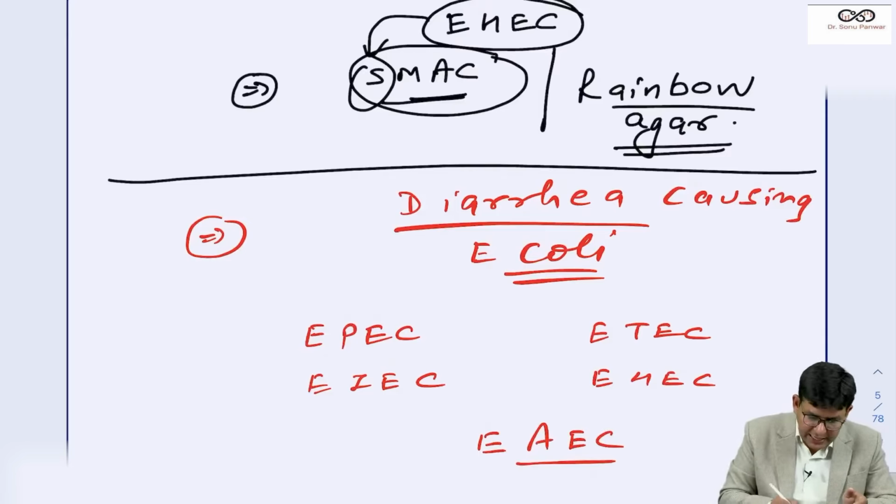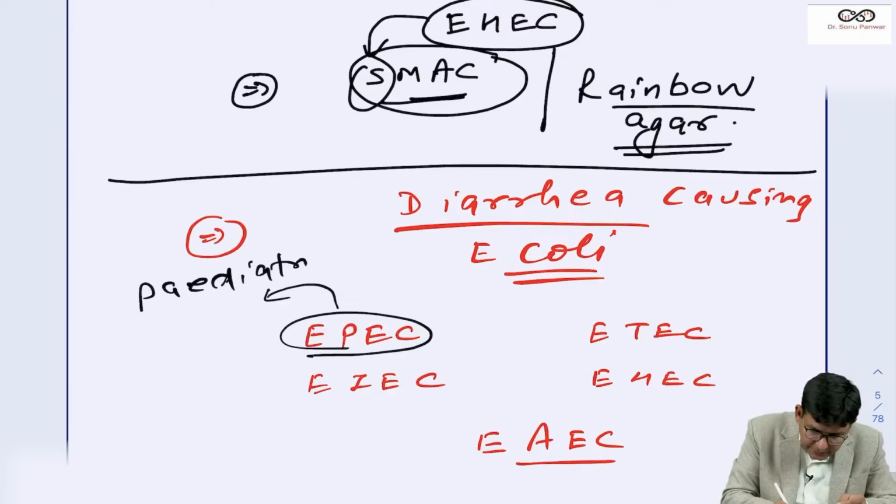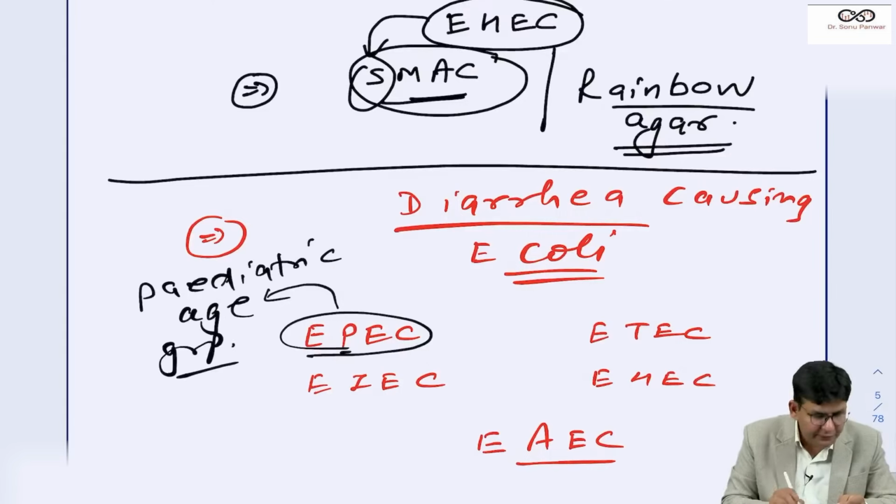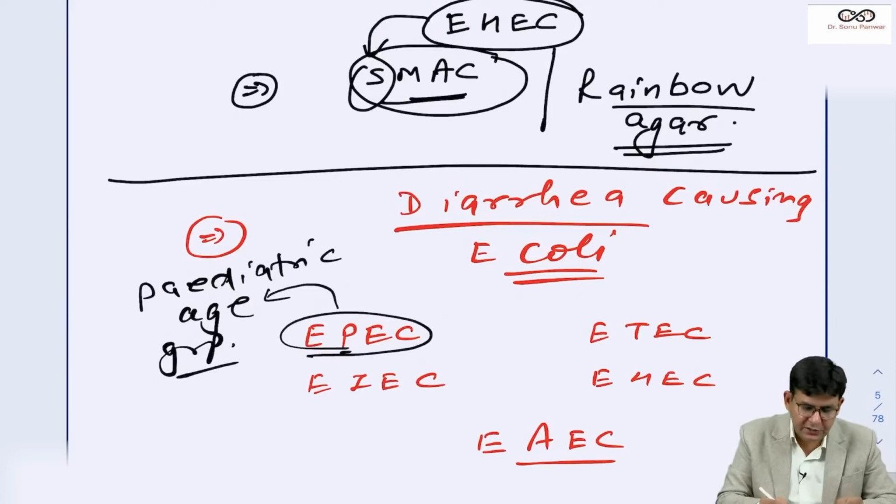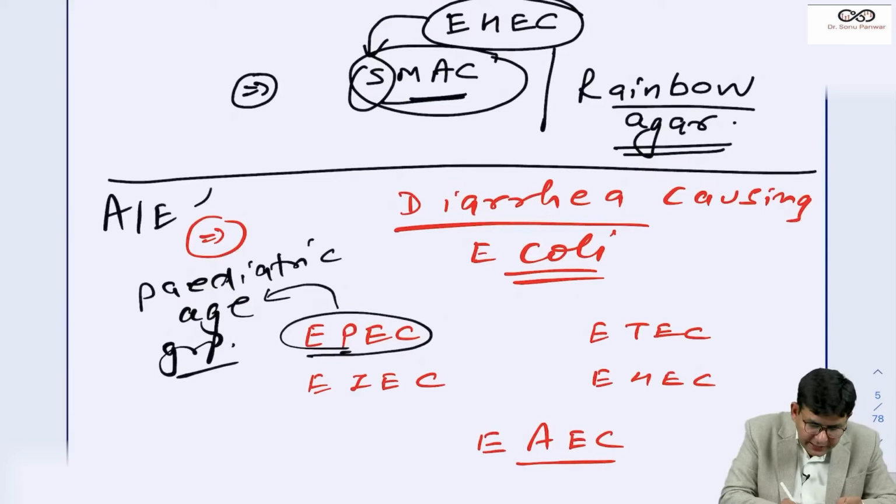Okay, so enteropathogenic E. coli causes pediatric age group diarrhea. Remember that P for P, that you already know. And this particular EPEC associates with A/E lesions. Remember this aspect. A/E means what?